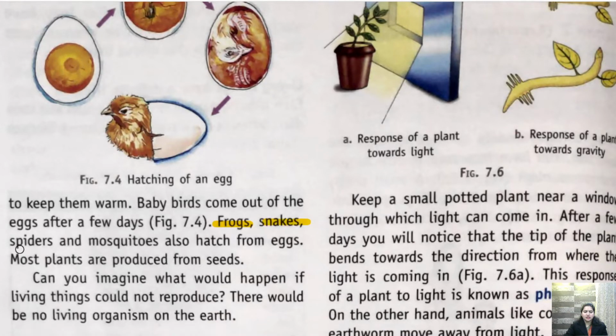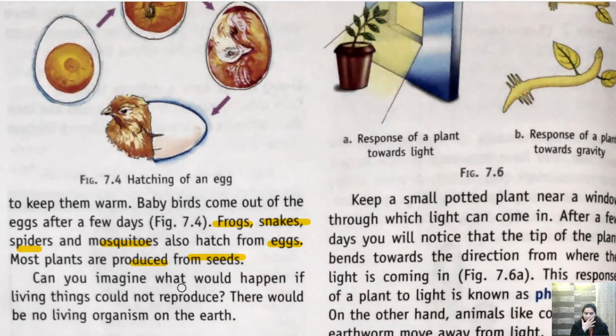Frog, snake, spider, mosquito also hatch from eggs. Most plants are produced from seeds. Plants कहाँ से produce होते हैं? Seeds से produce होते हैं. Flowers can also reproduce. Getting it? So this is the way all living things can reproduce.